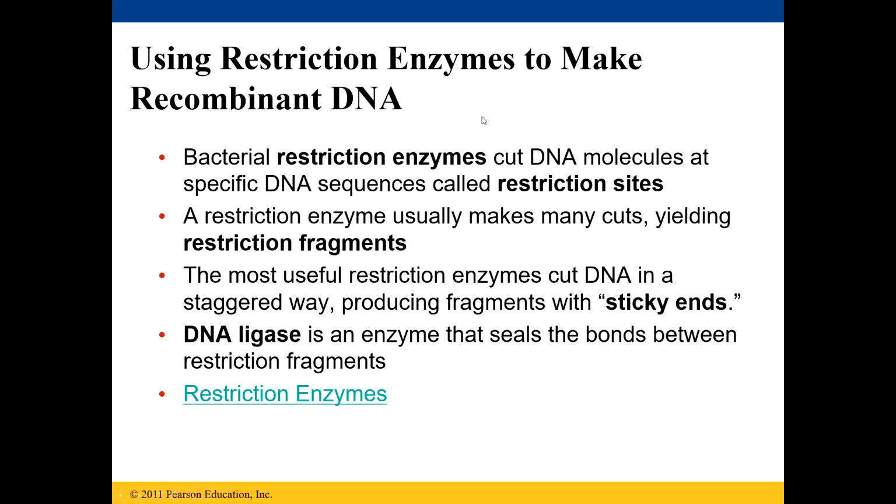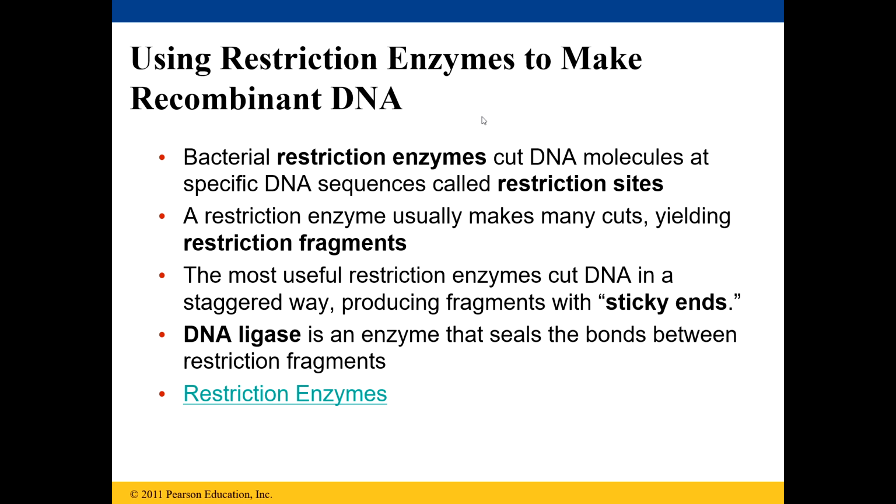So now looking at using restriction enzymes to make recombinant DNA. These are going to be enzymes that are going to be our DNA scissors. Keep in mind what we're trying to do here when we design recombinant DNA is we have to cut the DNA out of one source. So we need DNA scissors, and then we're going to paste it into another chromosome. So we need DNA paste.